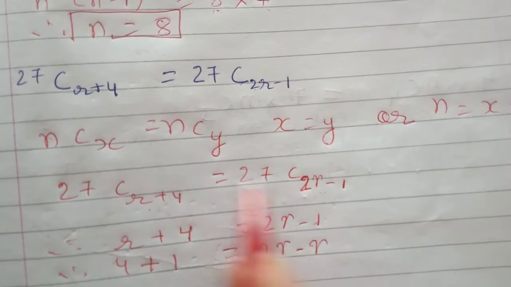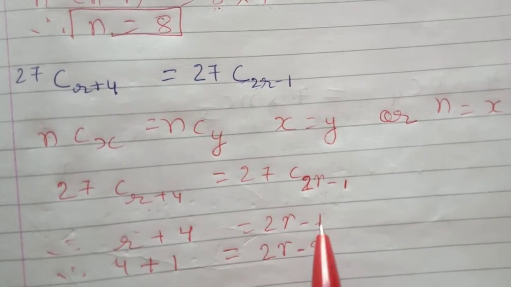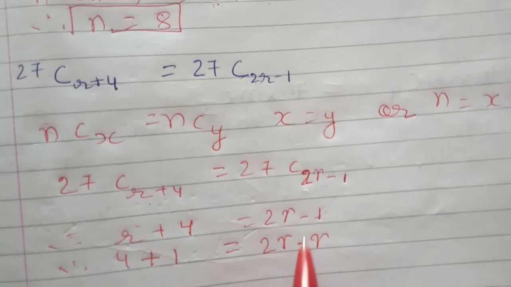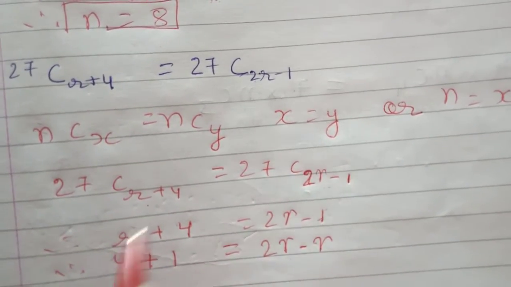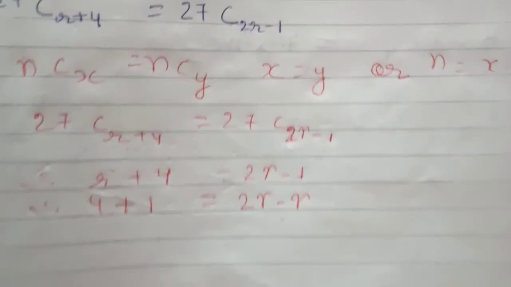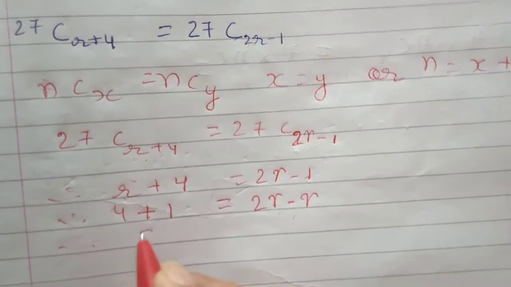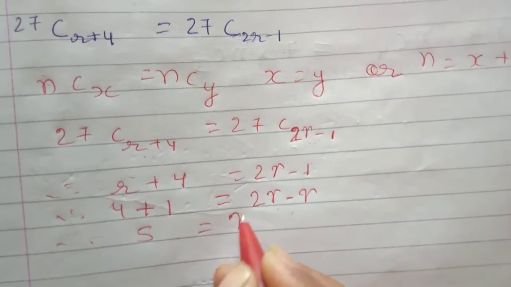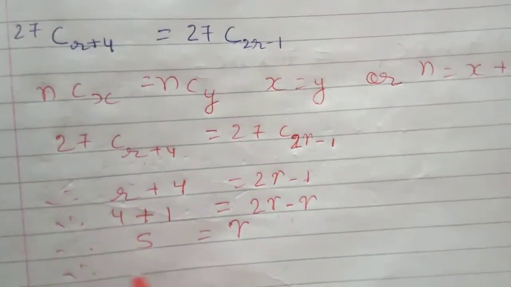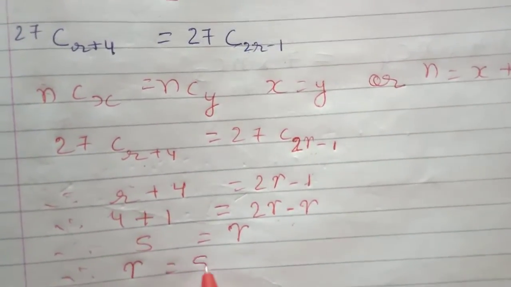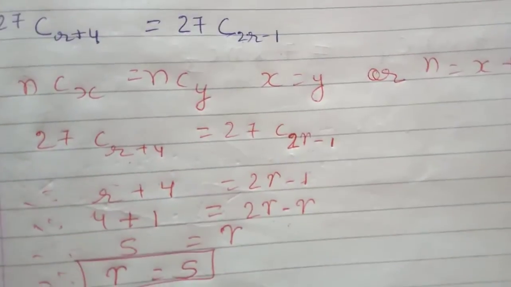Therefore r plus 4 is equal to 2r minus 1. Therefore 4 plus 1 is equal to 2r minus r. That is, this will go on the other side of equal to, so it will become plus. This will go on this side, so it will become minus. Now we'll solve this. That is 5 is equal to r. Therefore r is equal to 5.